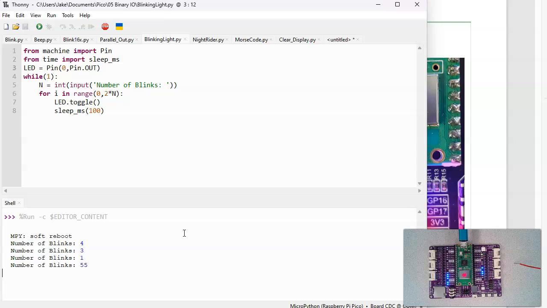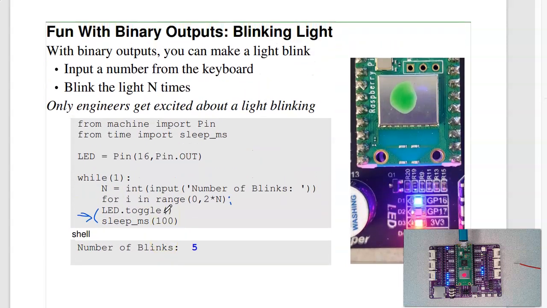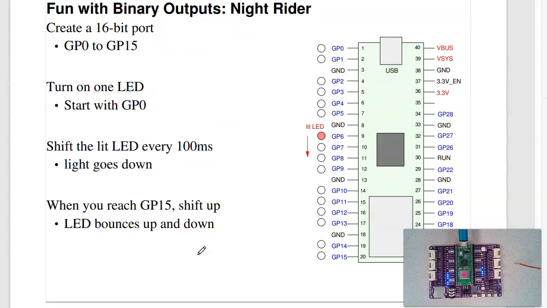55 times. Blink, blink, blink, blink. Again, I'd say that only engineers get excited by a light blinking. That means a lot. That means your code downloaded, it compiled, it's accepting your keyboard input. Kind of a big deal.